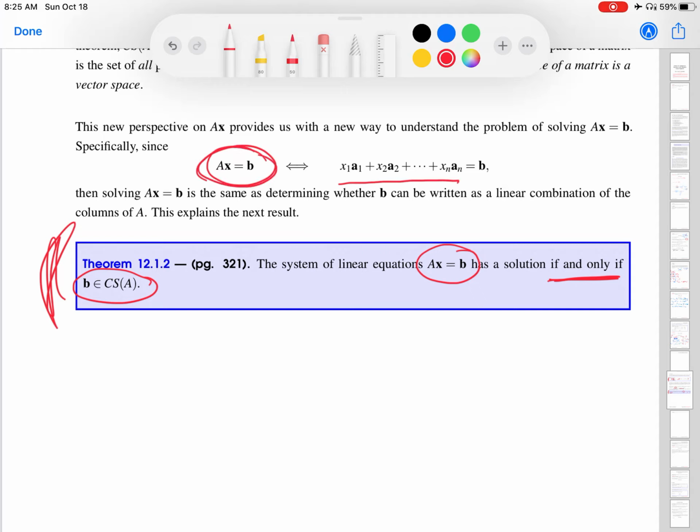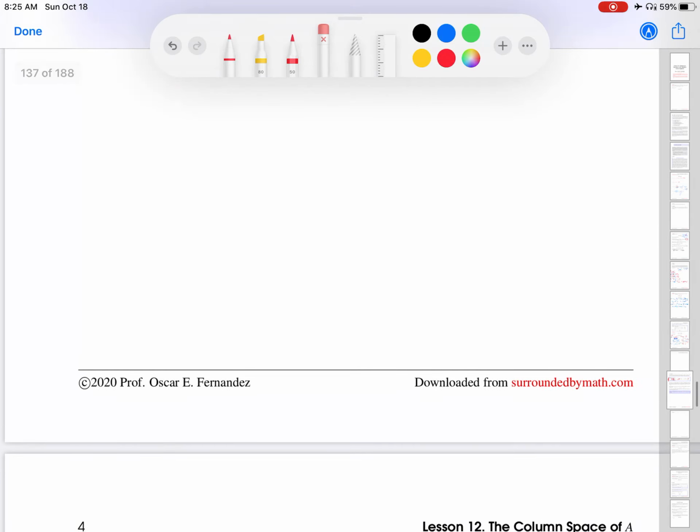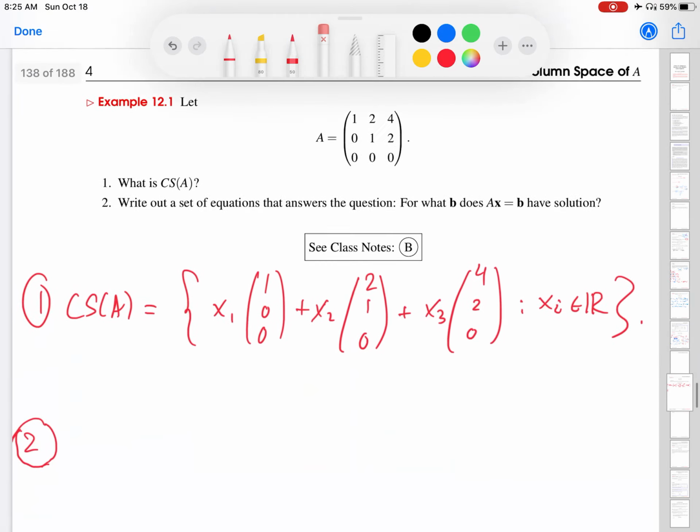So, this linear equation is the same as this one. And the only way this is going to have a solution is if indeed b equals a linear combination of the columns. And the column space is the set of all linear combinations of the columns of A. So that's basically one verbal proof of one direction of this theorem. Okay, so now that we know that, we're going to scroll back down and continue working on this example.